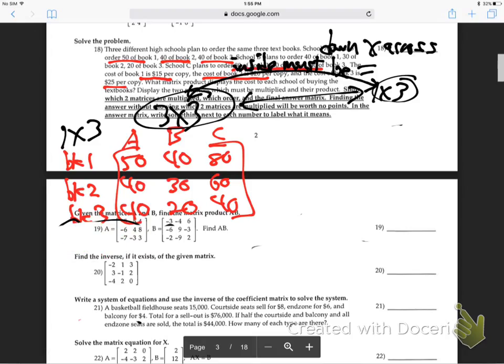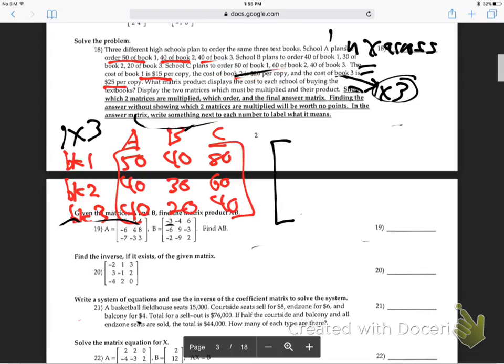Let's try the one that's actually not the answer. The one on the right, which would be a vertical matrix on the right. What were those numbers again? 15, 20. I can't see anything up here. 15, 20, 25? Is that what they were?